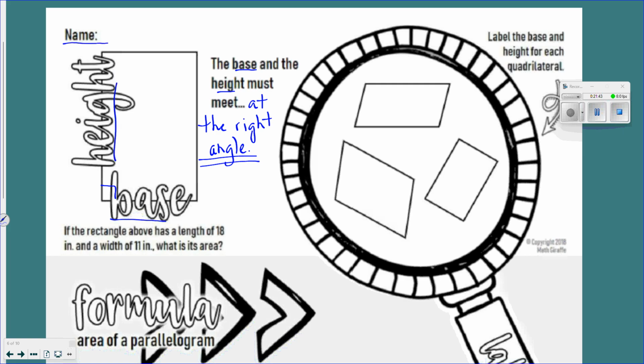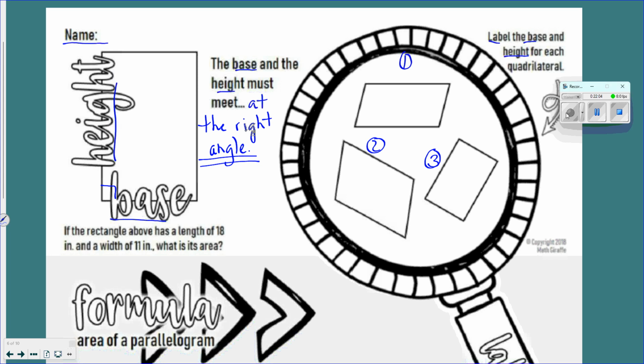So we have three shapes here inside the circle. I want you to label the base and the height for each of these three quadrilaterals. I'll give you a hint. For some of them, you may need to draw an extra line if you don't have a magic box. You may work together on the table. You have 3 minutes to label the base and height on all three of them.